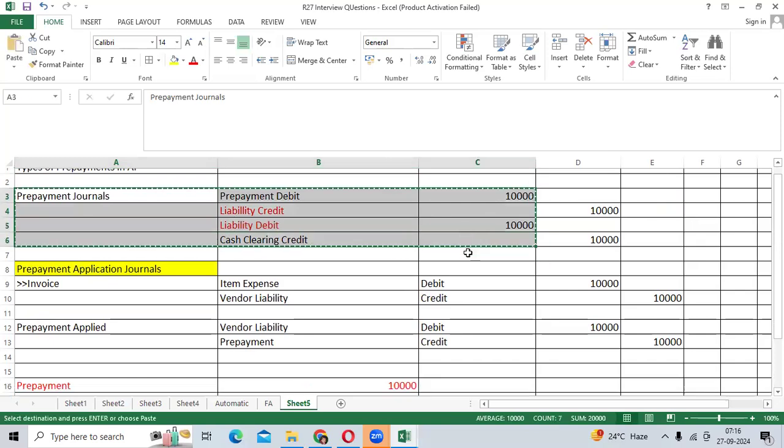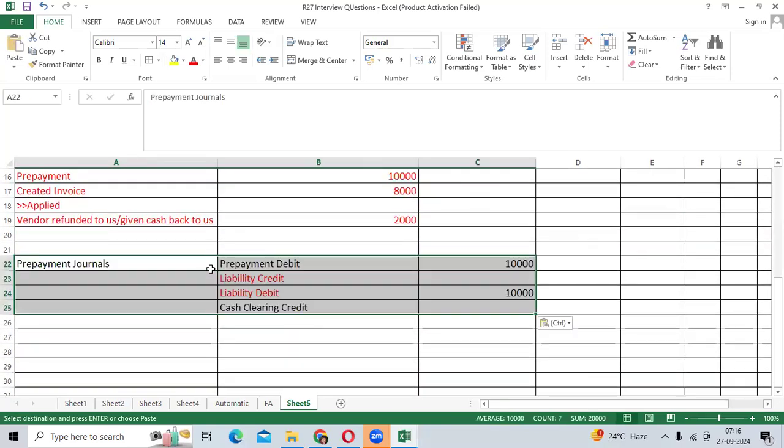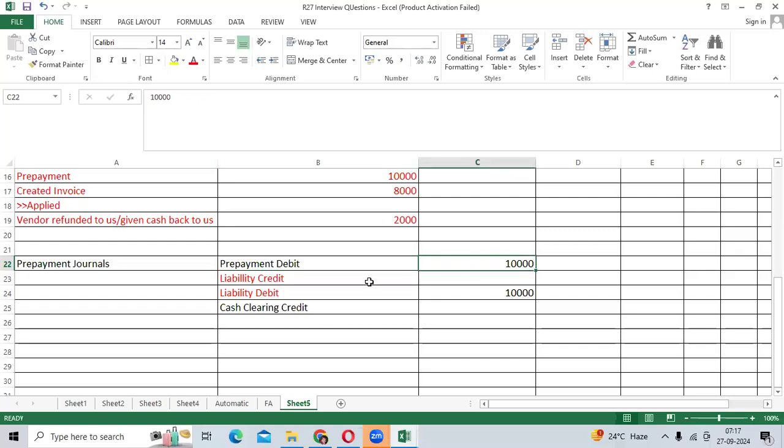Let us take prepayment debit, liability, liability to cash. This is the common entry. When it comes to the 8,000 invoice, we will create item expenses debit 8,000, vendor liability, let us take liability, credit, because we are creating an invoice, right?